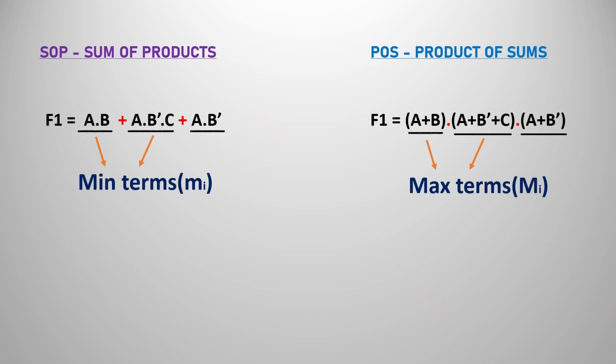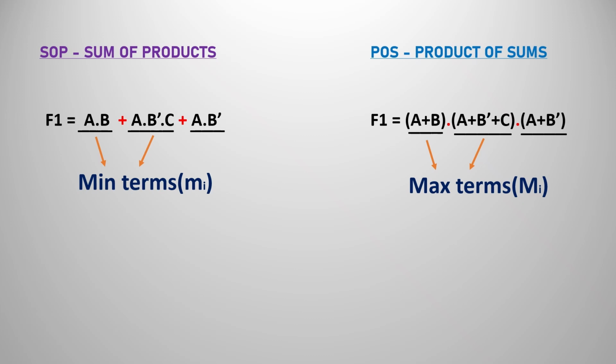The basics of SOP and POS are completed. We have understood what is meant by SOP, the sum of products, and POS, the product of sums. Now we have to represent a Boolean expression in terms of SOP and POS if a truth table is given. We will see examples, but before that we need to know what is meant by Minterm and Maxterm.